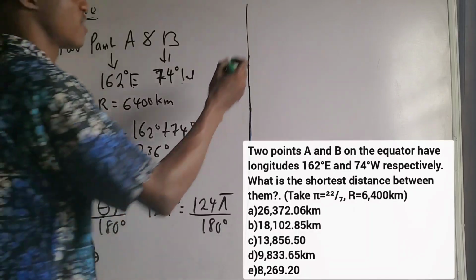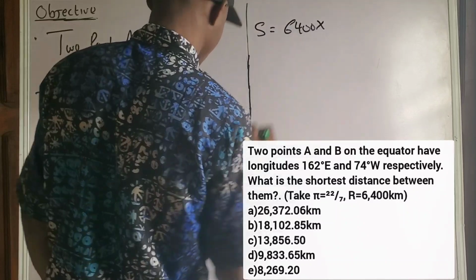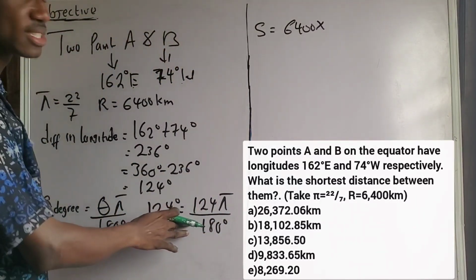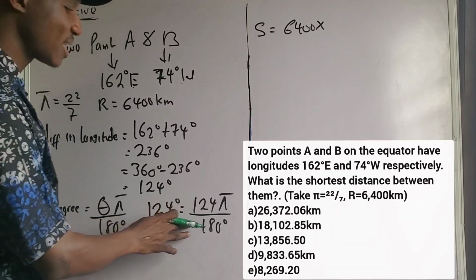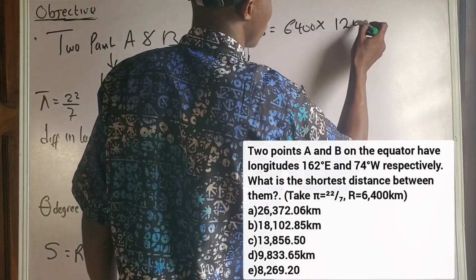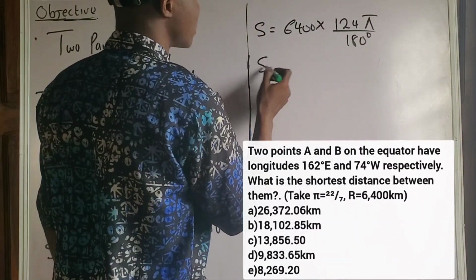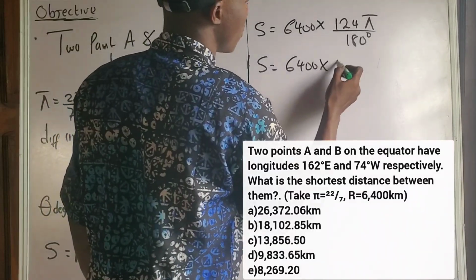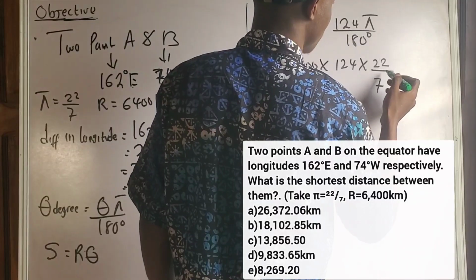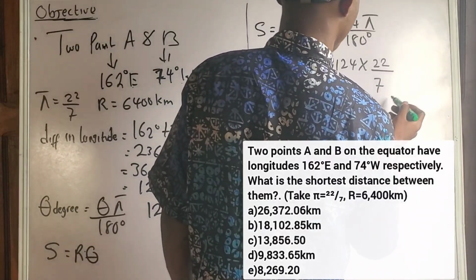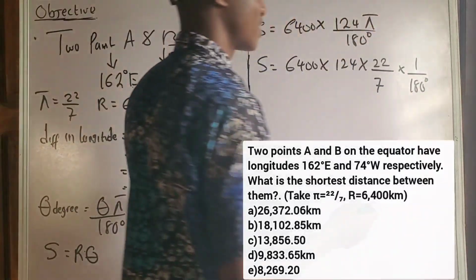You understand? So I'm going to have S equals 6,400 kilometers multiplied by, now the theta that you are going to use is the theta in radians. You understand? So theta is equal to 124 pi all over 180 degrees. Do you understand? So S equals 6,400 multiplied by 124 times 22 over 7 multiplied by, okay, times 1 over 180 degrees. Do you understand?